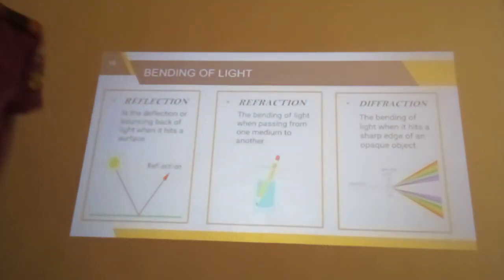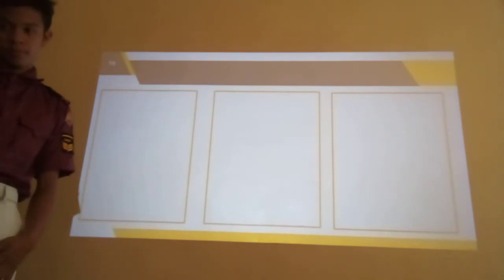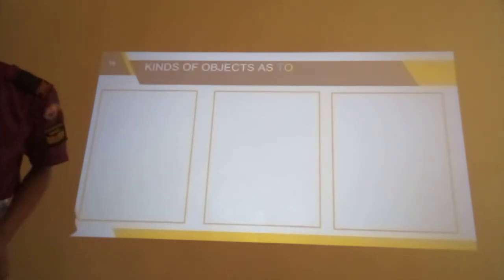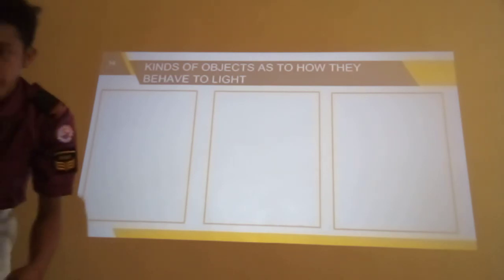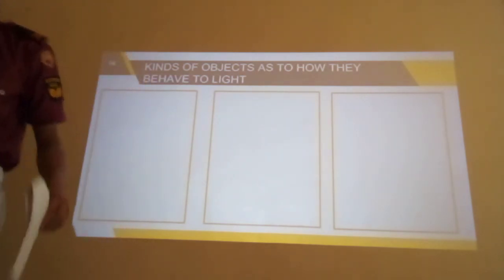So the next is kinds of objects and how they behave to light.